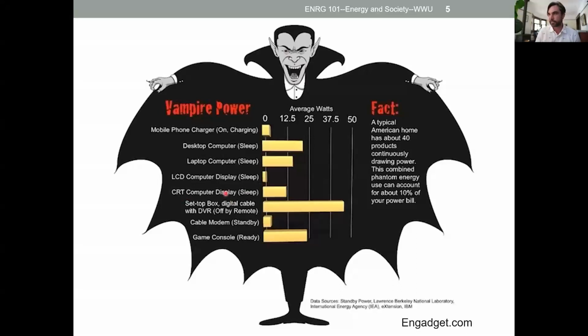CRT, nobody has these anymore. Those are the old-fashioned heavy TVs. Set-top box, digital cable with DVR. So this is like your Comcast box if you actually have cable. I don't know who has cable anymore. Nobody in my generation or yours. So it's super vampiric. It's pulling like 45 watts.